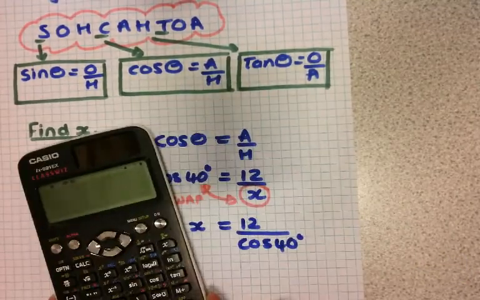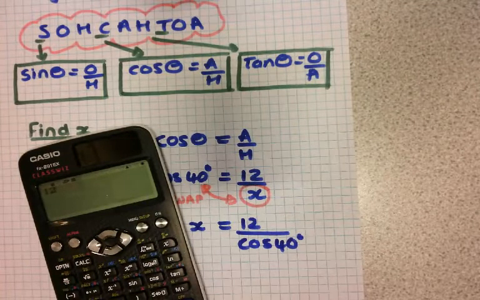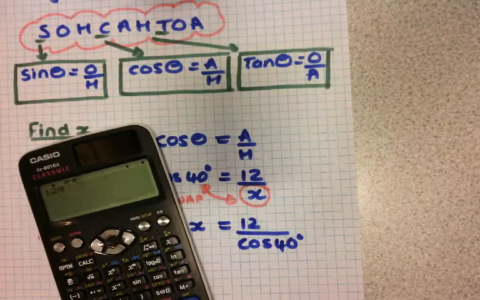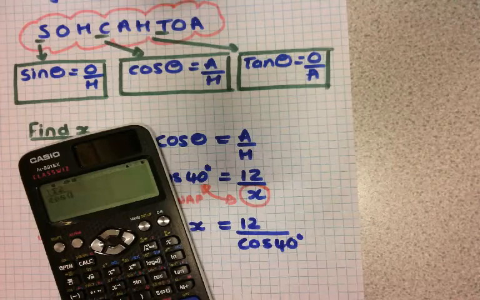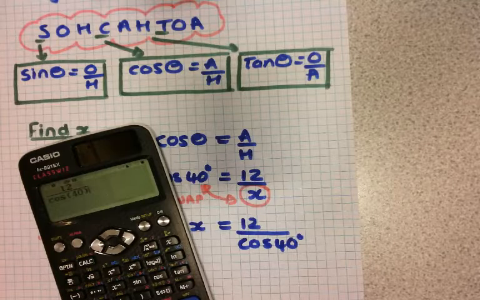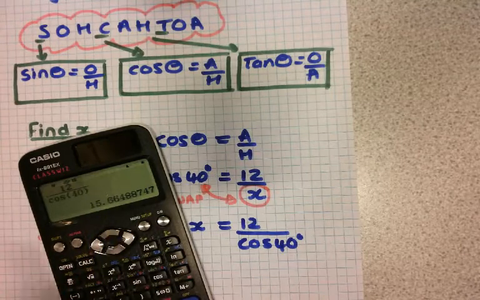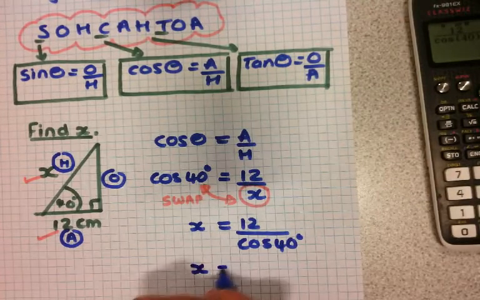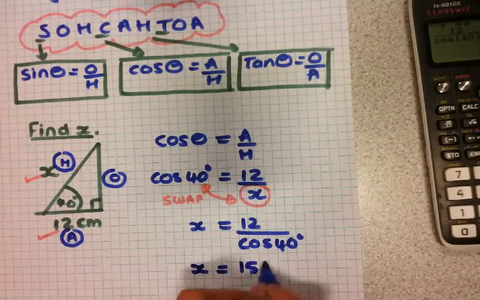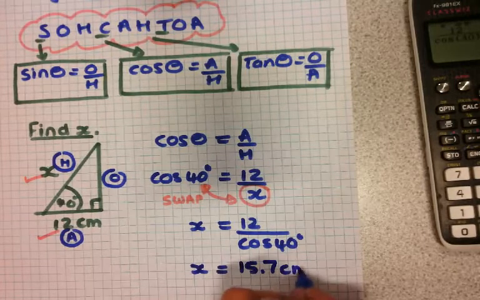So on my calculator I'm going to put in 12 divided by, actually I can put it in as a fraction as well, 12 over cos 40. Again, make sure your calculator is in degrees, otherwise you might get the wrong answer, equals. So to one decimal place, if I cut off at the first 6, it's 15.7. So the length x is equal to 15.7 centimetres.